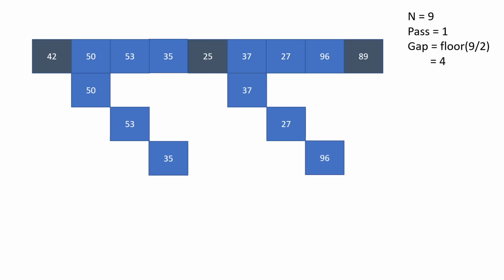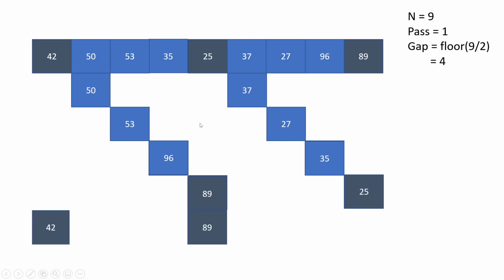35 and 96. Since 96 is bigger than 35, and we are sorting in descending order, 96 and 35 will switch position. 96 will be in front, 35 will be behind. Next, we will compare 25 and 89. Since 89 is bigger, they will switch position: 89 in front, 25 behind. And since 42 is also 4 numbers away from 89, 89 will be compared with 42. Since 89 is bigger than 42, 89 will be in front, 42 will be behind.